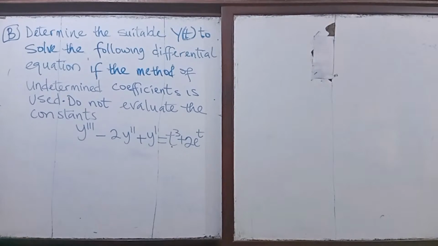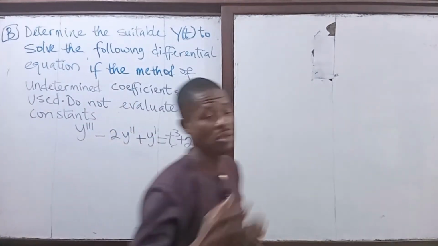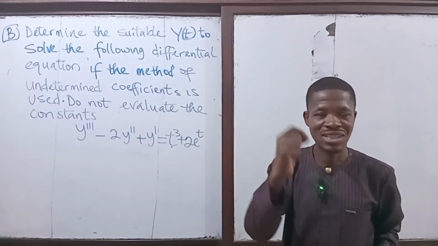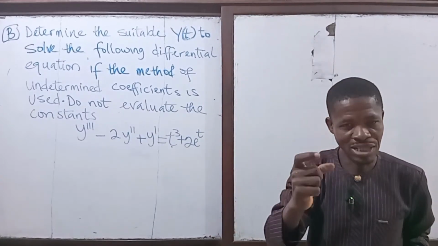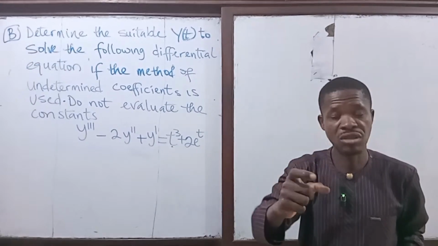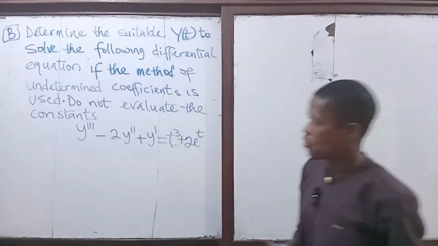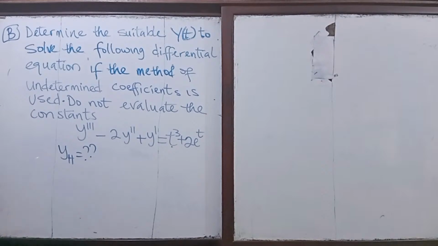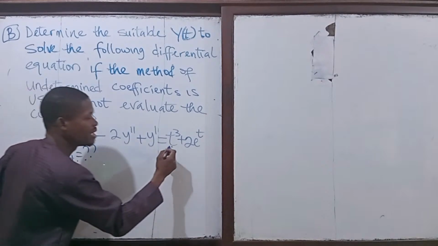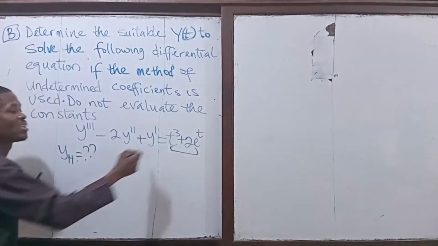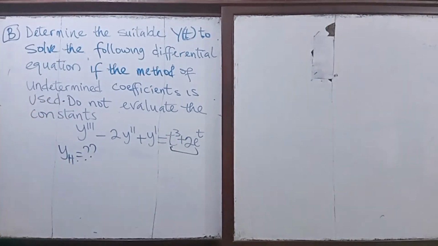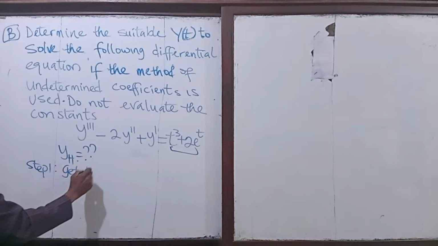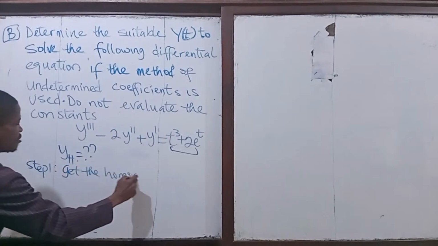For you to be able to get the particular solution, you need to get the what? The complementary solution, or the solution of the homogeneous equation. Get your YH, the homogeneous solution. That's the first thing to do. That will help you to make a right judgment for finding the YP of the respective functions. Okay, step one, get the homogeneous equation.